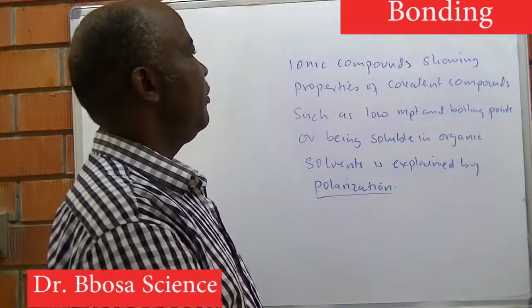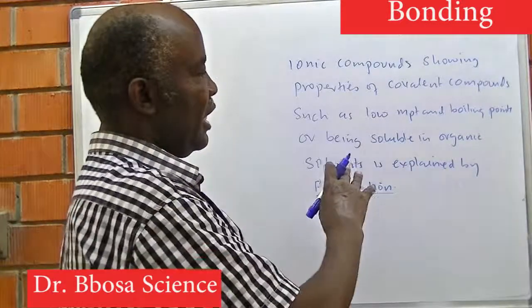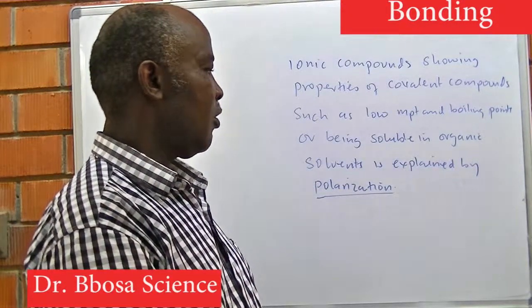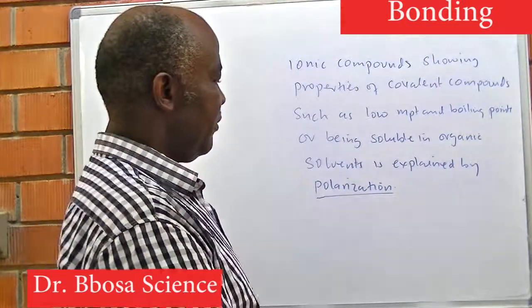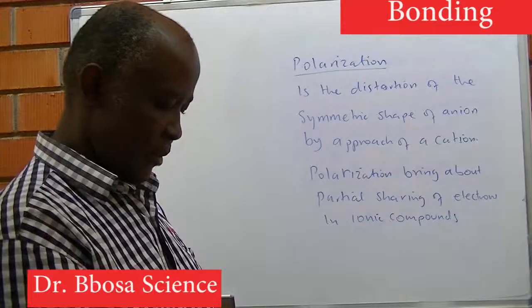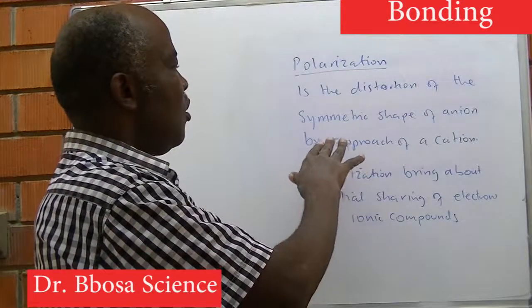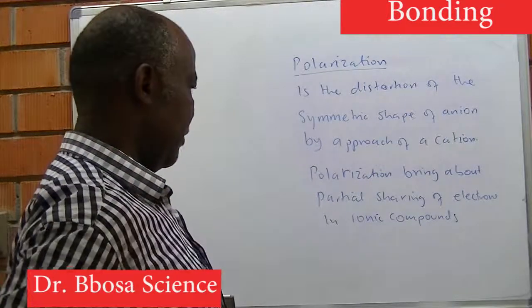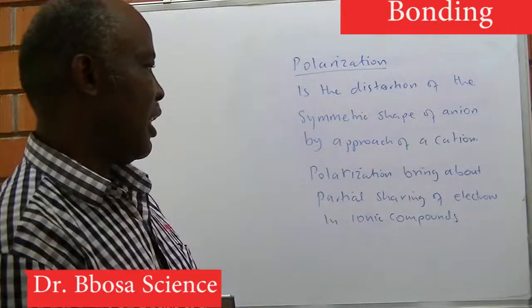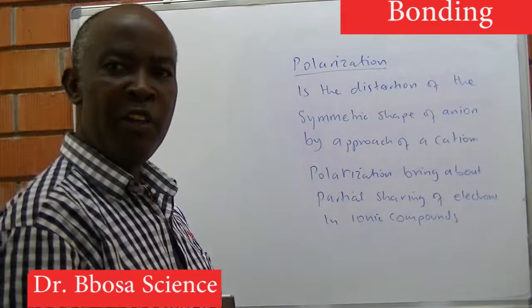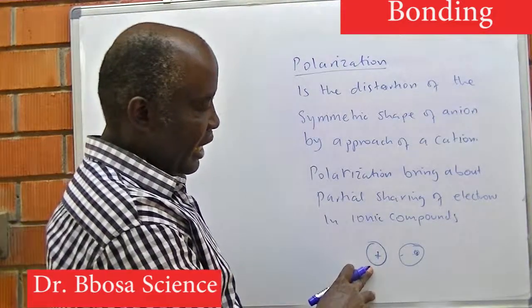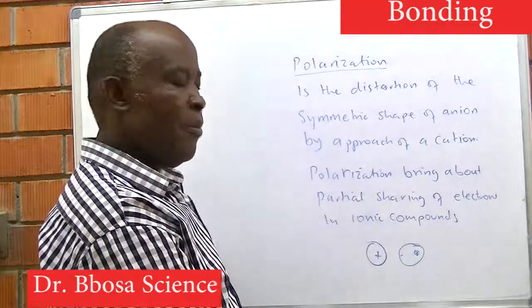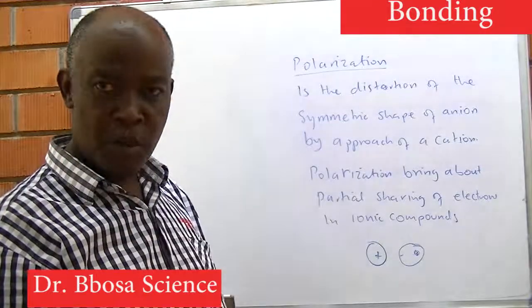Ionic compounds showing properties of covalent compounds, such as low melting and boiling points, or being soluble in organic solvents, is explained by a terminology called polarization. Polarization is the distortion of the symmetric shape of an ion by approach of a cation. Polarization brings about partial sharing of electrons in an ionic compound, i.e., when we bring a cation near an ion, the cation will try to attract electrons from an ion to form a partial covalent bond.